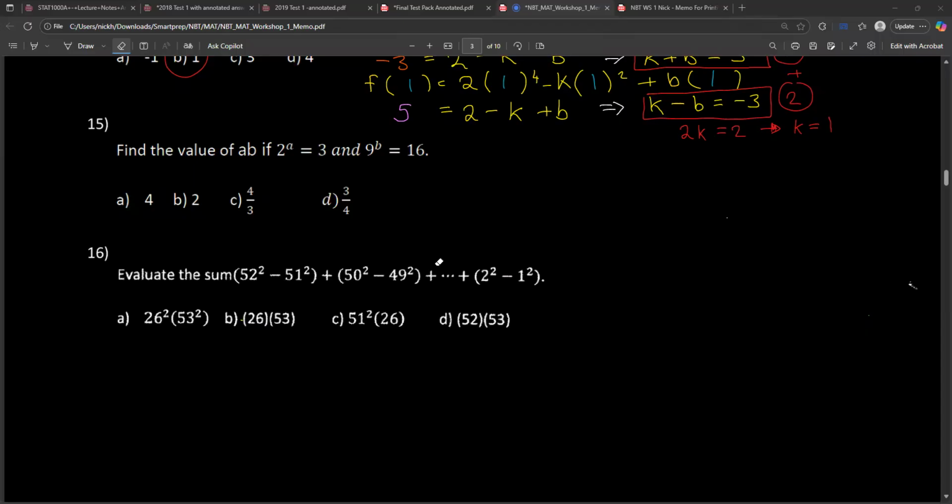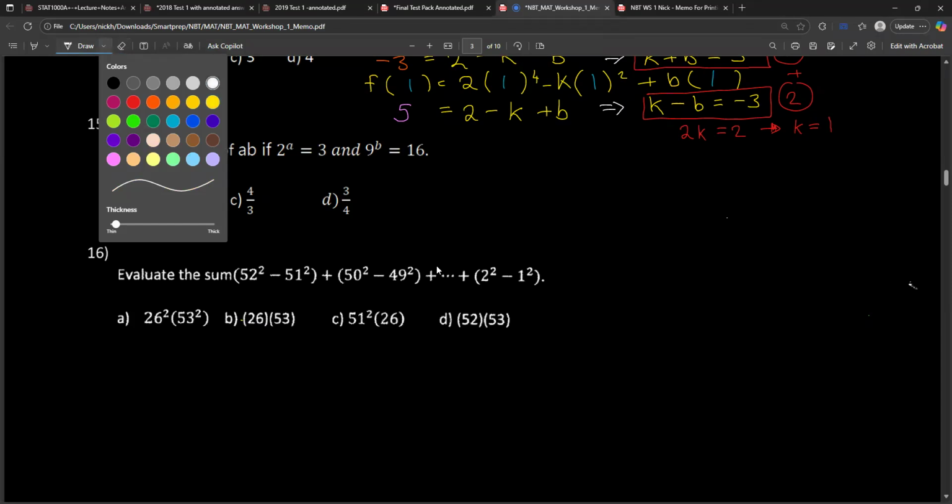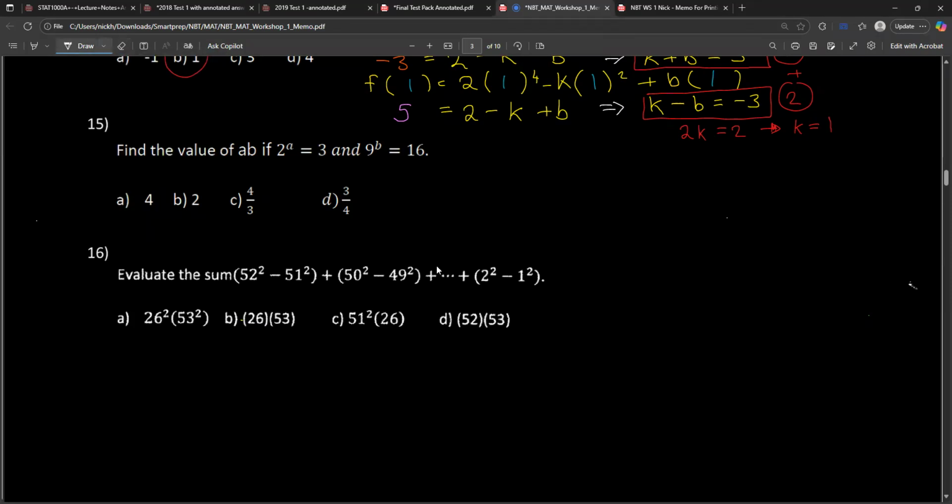Okay, so question 15 asks the value of AB if 2^A equals 3 and 9^B equals 16. All right, so we are going to use logs because whenever we see exponents, we're usually going to do logs, because logs is a way of getting the exponent out, because our unknown A is an exponent.